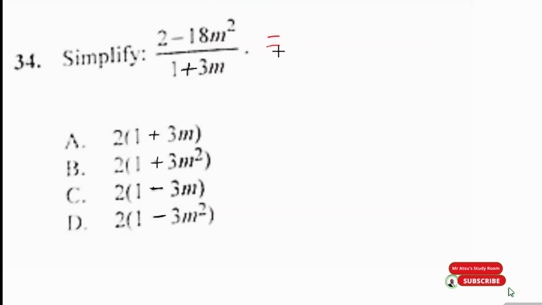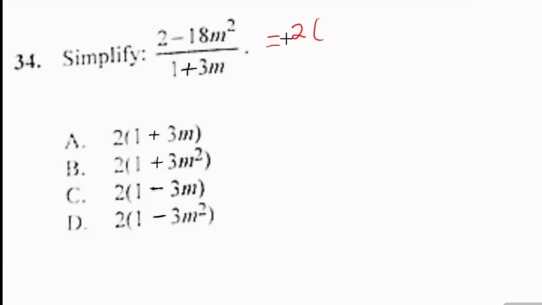The first thing we can do is to check the numerator and the denominator to see if there's a common factor. Yes, for the numerator, we can see that there's a common factor. Can you check that out? Yes, that is 2. So 2 can divide this and 2 can divide the 18. But here there is no common factor. So let's bring the 2, which is a common factor, out.